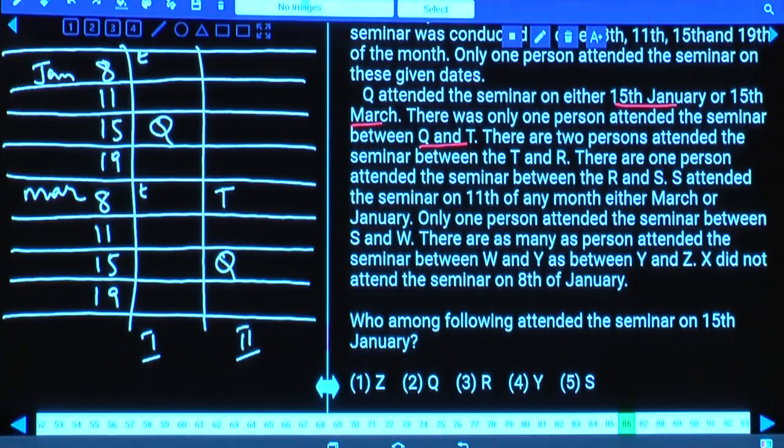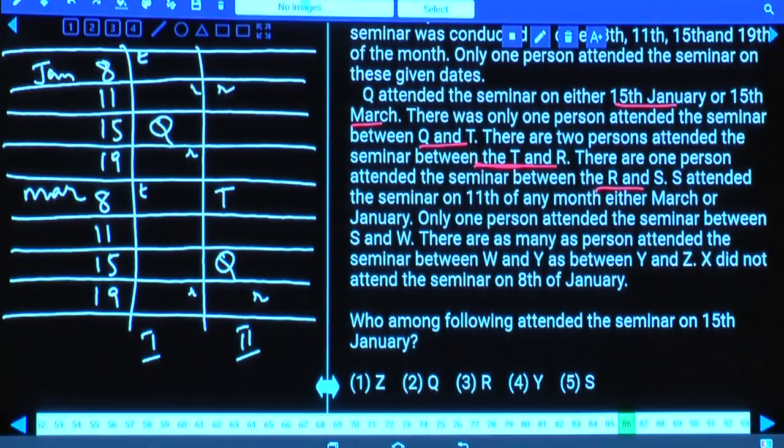And there are 2 persons attending between T and R. As there are 2 persons between T and R, in this case R can be either here or here. And in this case, R can be at this place, here or here. There are n number of possibilities to this. Between T and R, there are 2 persons, and there is 1 person between R and S.